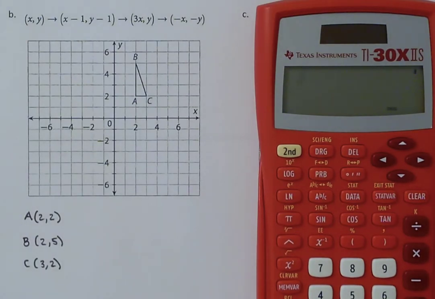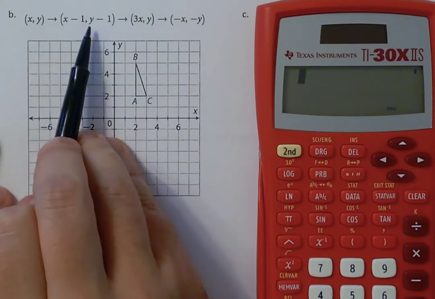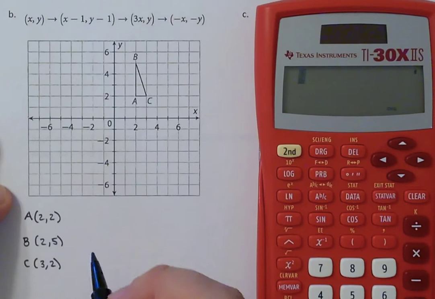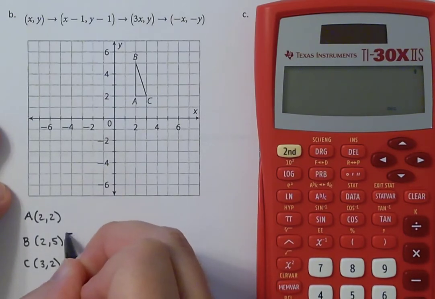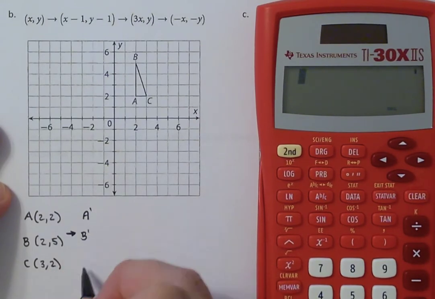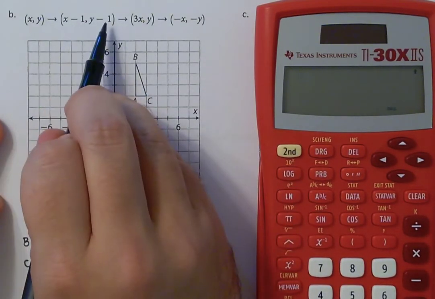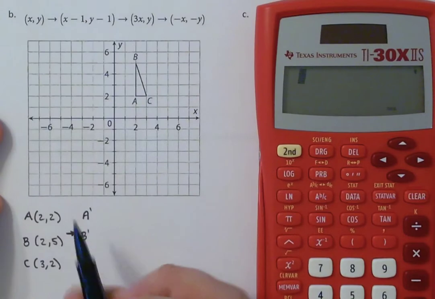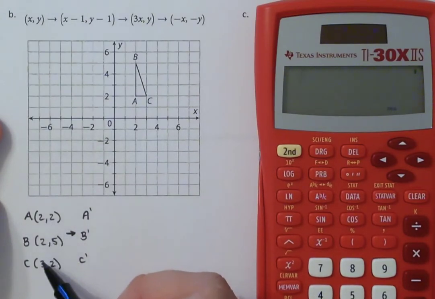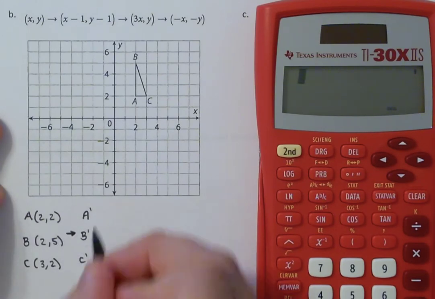All right, for B, we start out with x comma y. And for x comma y, it's going to go to x minus 1 comma y minus 1. So our primes, see if I can draw a little arrow to distinguish. So A prime, B prime, C prime. Okay, we're going to subtract 1 from the x and subtract 1 from the y's. So that means we're going to do 2 minus 1, 2 minus 1, 3 minus 1, and then 2 minus 1, 5 minus 1, and 2 minus 1.